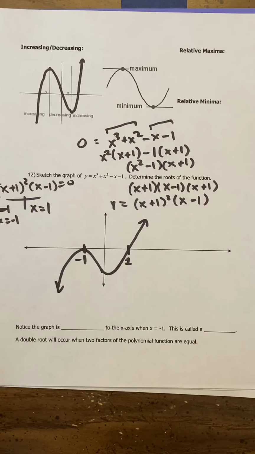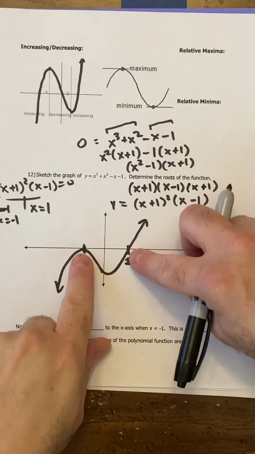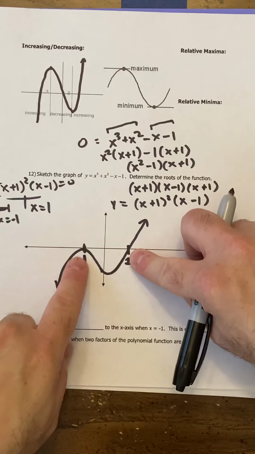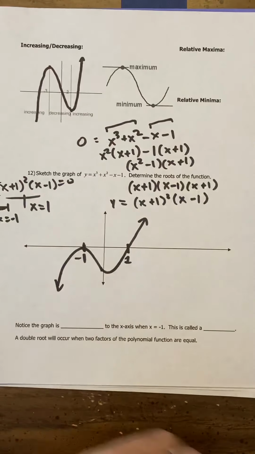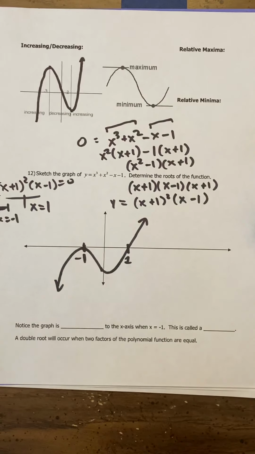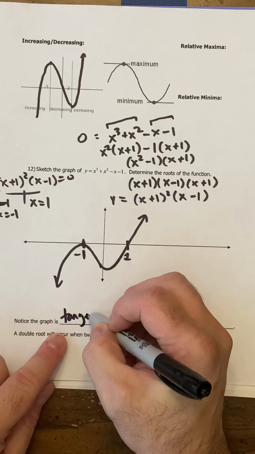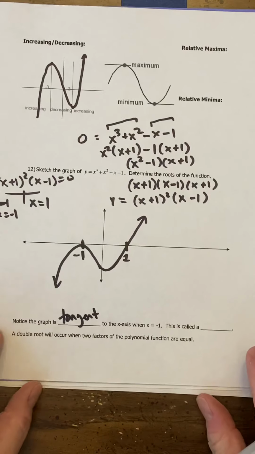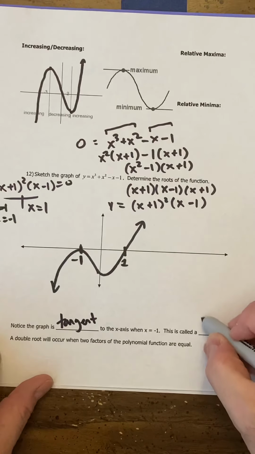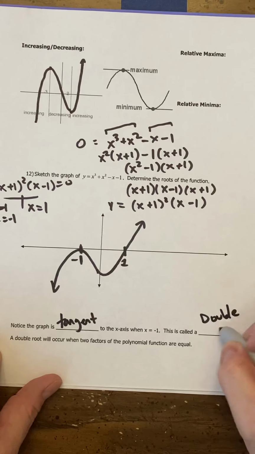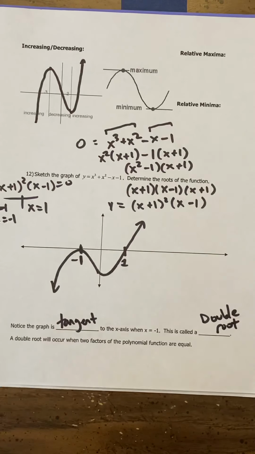Okay, so without even using my graphing calculator, just finding the roots and knowing that this was a double root, I could make a quick sketch of this graph. Notice that the graph is tangent to the x-axis when x equals negative 1. This is called a double root. A double root will occur when two factors of the polynomial are equal.